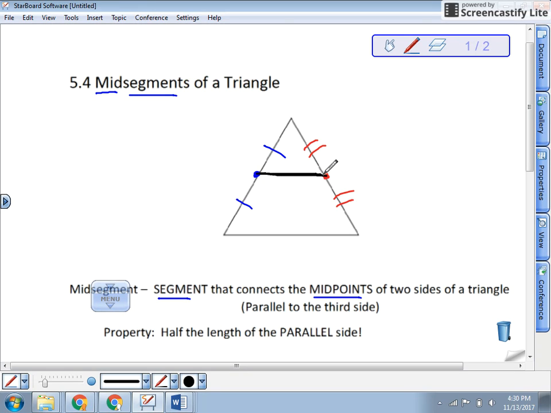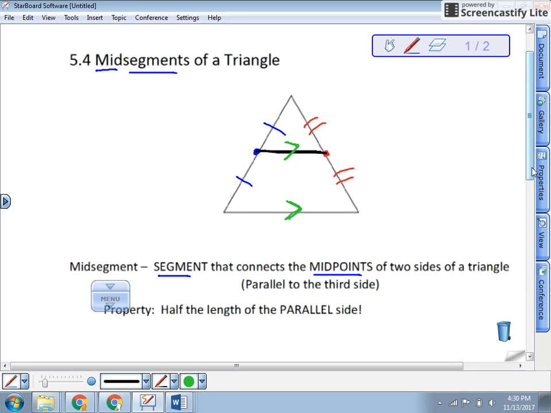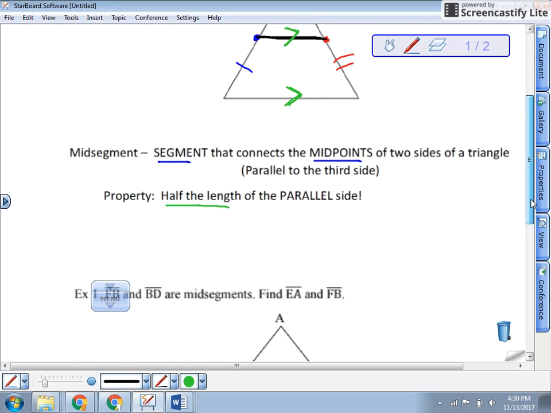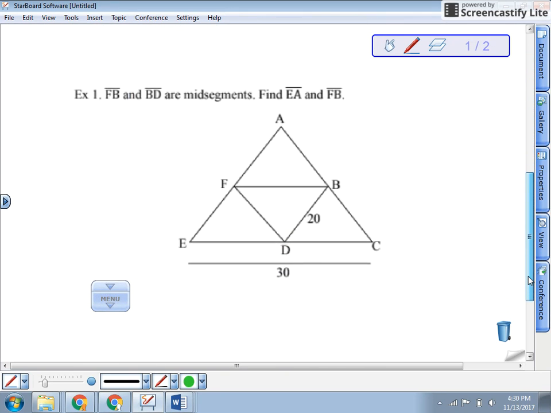Now notice, all right, it is parallel to this third side. So here's that third side, all right, the side that doesn't connect. Those will be parallel. Really important to know. Now the property, those distances, all right, the mid segment is half the length of the parallel side. That's going to be huge when you're solving these problems. And that's really it, all right? Connects two midpoints, half the length of the parallel side. Now that we know that, let's do an example.